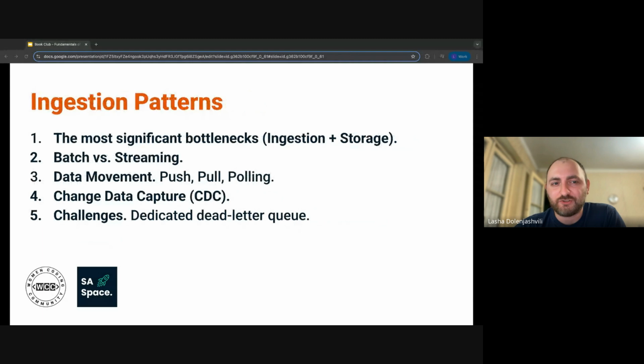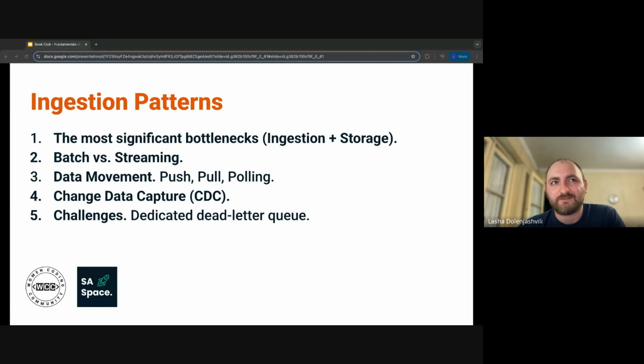Let's move on to ingestion patterns. This is very important. After we have identified these sources, we need to get the data into our data storage, whether it is a data warehouse, data lake, or lakehouse. So ingestion, in simple terms, is the process of moving data from its source into our storage layer.